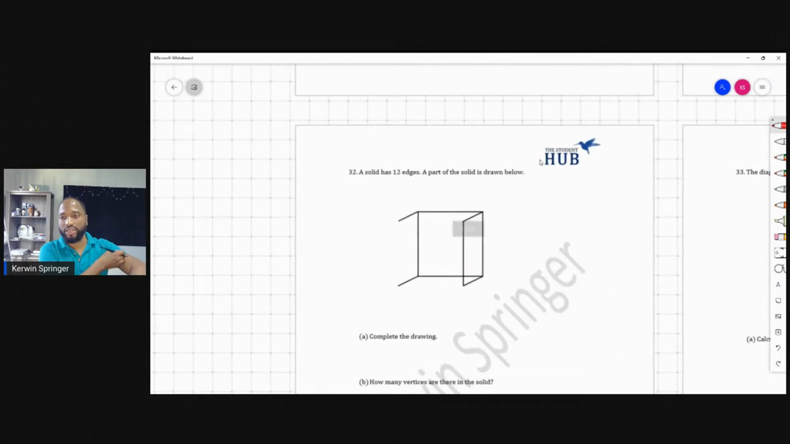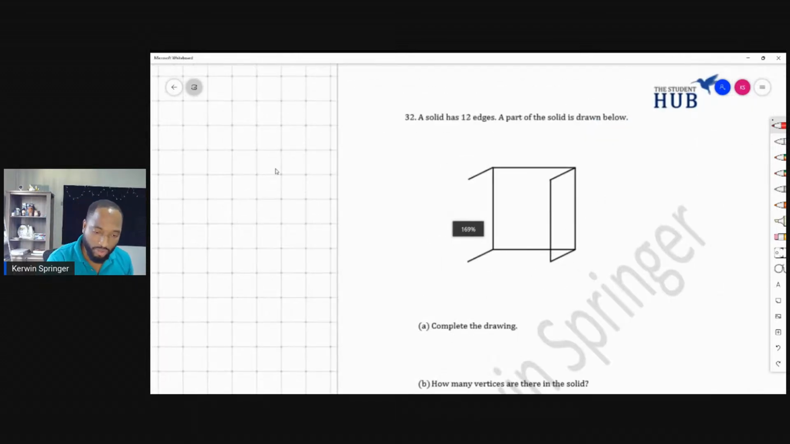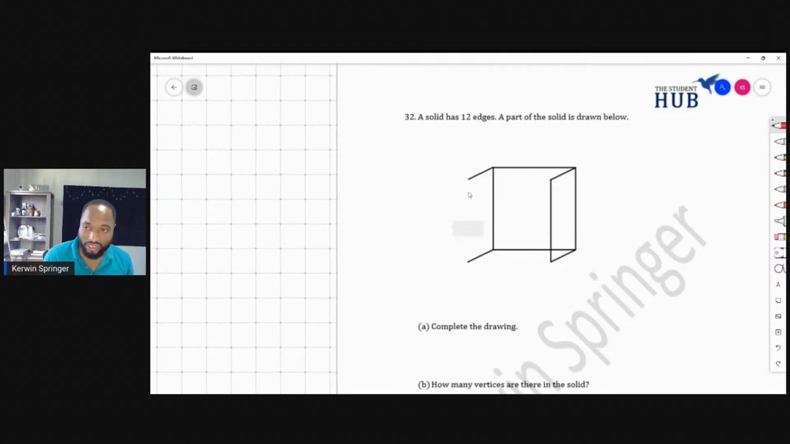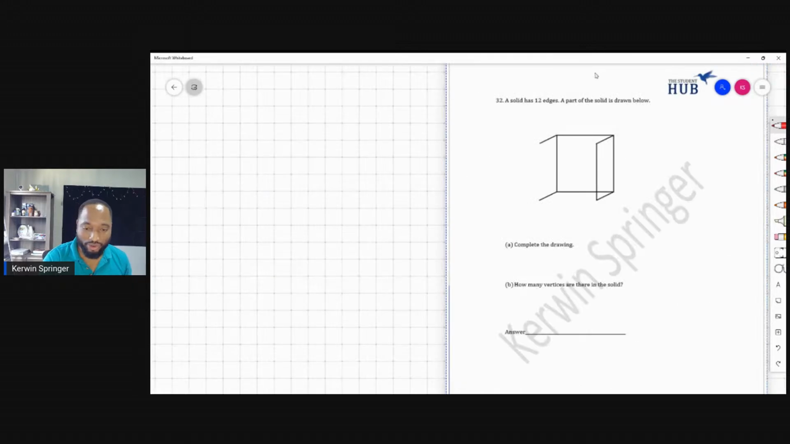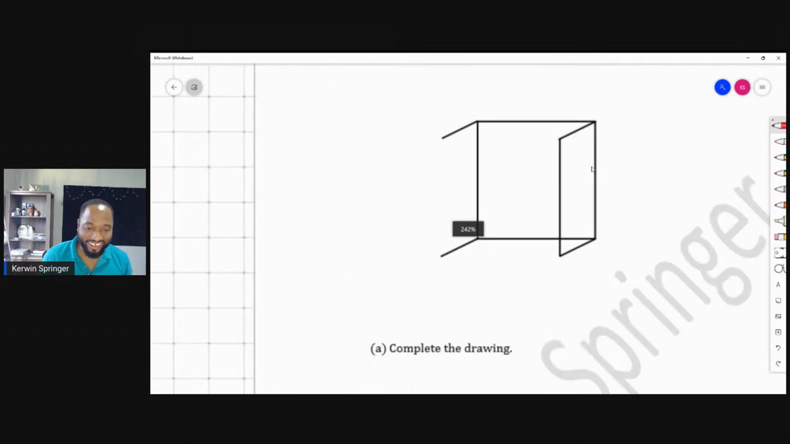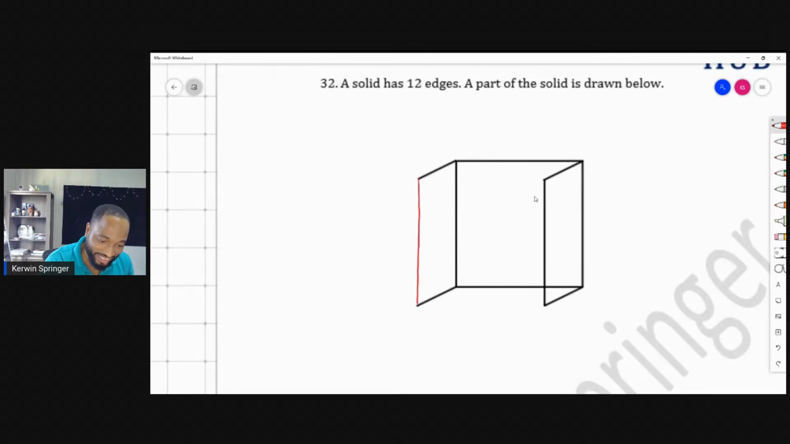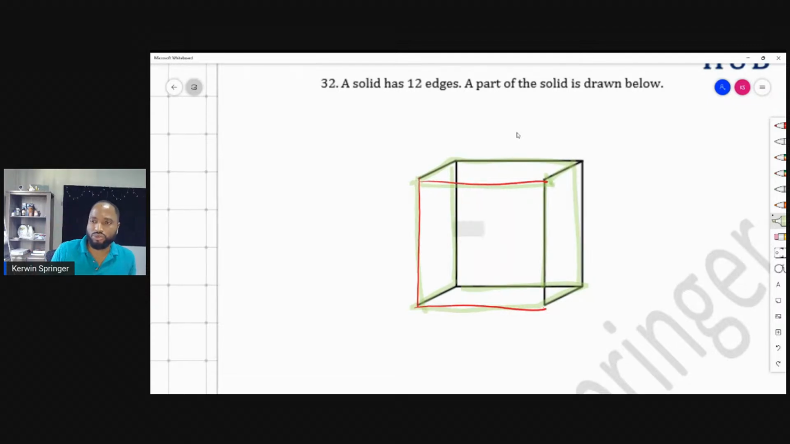A solid has 12 edges. A part of the solid is drawn below. Complete the drawing. I just went in and hoped that it was a cuboid. Let's see if I'm correct. All right, so let me count up these edges. I'm counting the edges, not erasing them. 1, 2, 3, 4, 5, 6, 7, 8, 9, 10, 11, 12. I knew that. A cuboid must have 12 edges, so we're good.